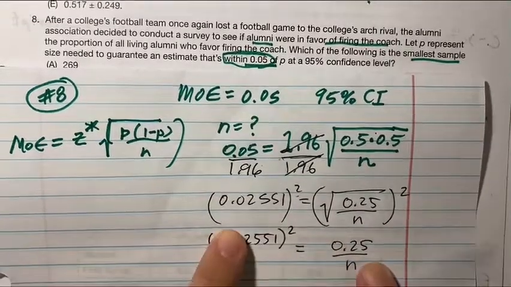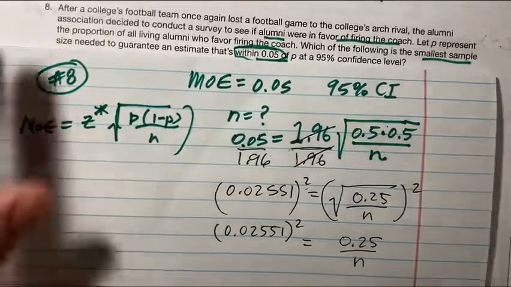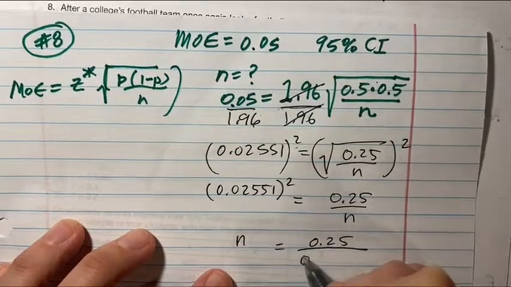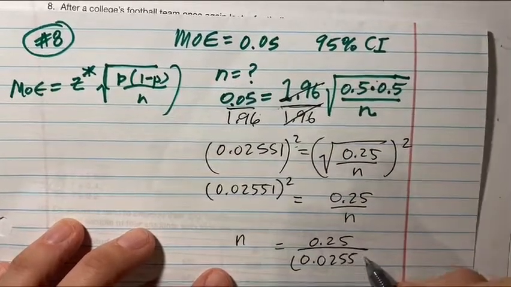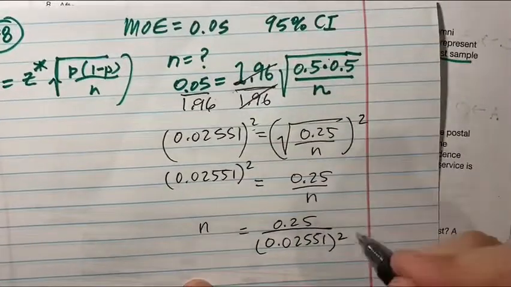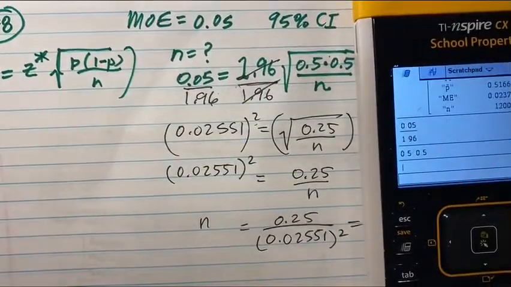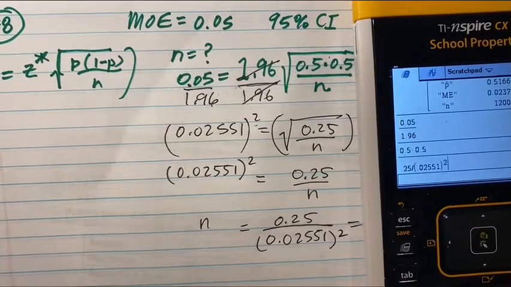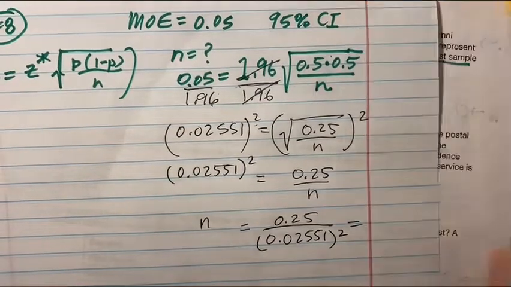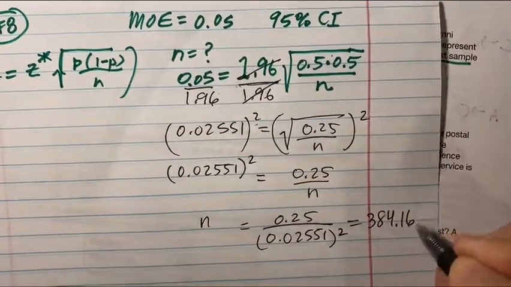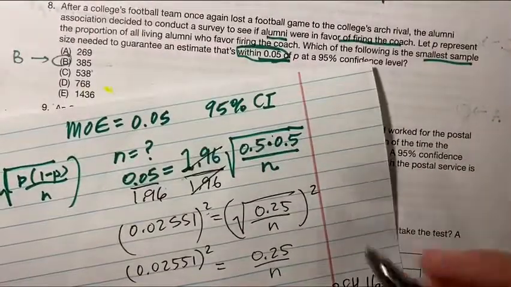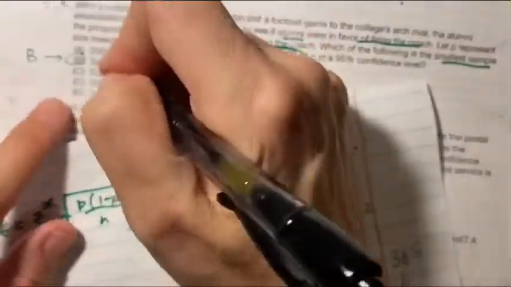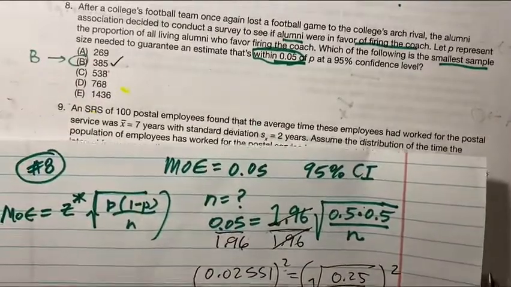So now we have this and we have that, and we'd like to swap spots with these so that n is by itself on one side in the numerator position. So n is up here and this is down here. That's what n is. Let's see what happens. We get 0.25 divided by 0.02551 squared. Bam! 384.166. We can't have a fraction of a person, so we have to round up to 385. That is our answer. Awesome.